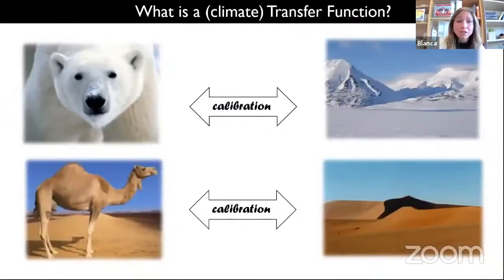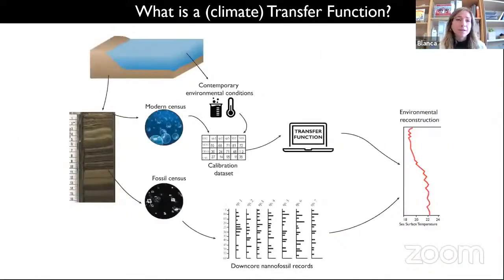But first, what's a transfer function, or a climate transfer function? A transfer function is based on the calibration of modern relationships between a specific organism or a specific species with the environmental conditions. Afterwards, this information can be used to reconstruct past environmental variables. A little bit in more detail, this is what we would need to apply or to develop a transfer function. We need the modern training set. This is a calibration data set that has two parts.